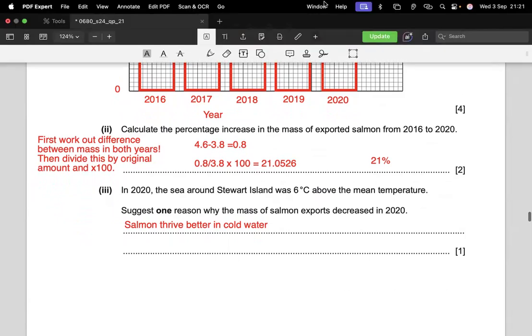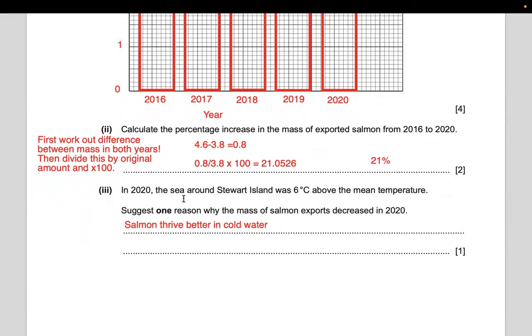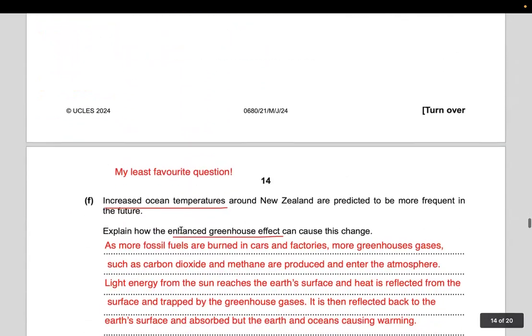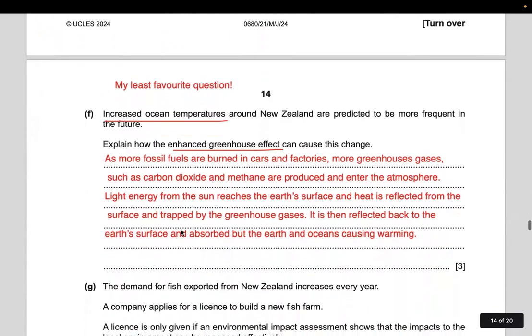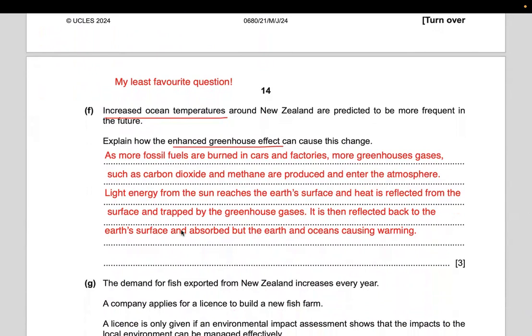Now, this is why I'd underline that bit about cold water. In 2020, the sea was 6 degrees above the mean temperature. Suggest one and only one reason why the mass of salmon exports decreased. Well, I put salmon thrive better in cold water. I think the mark scheme said something like they grow better in cold water, but I think my answer was fine. Right. Enhanced greenhouse effect.